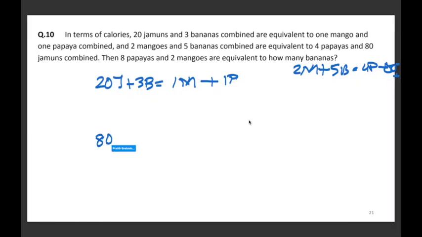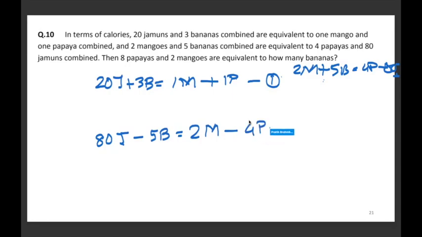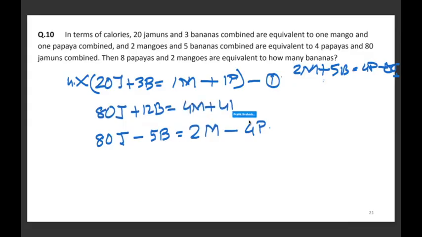So here we have 80 jamuns. If I write this same equation in the same sequence as we see it in the first equation, we'll find 80 jamuns. Next is bananas. So minus 5 bananas is equal to 2 mangoes minus 4 papaya. Now we don't require jamun, so we'll multiply this whole equation by 4 so we can eliminate the jamun part. So this can be written as 80 jamuns plus 12 bananas is equal to 4 mangoes plus 4 papayas.